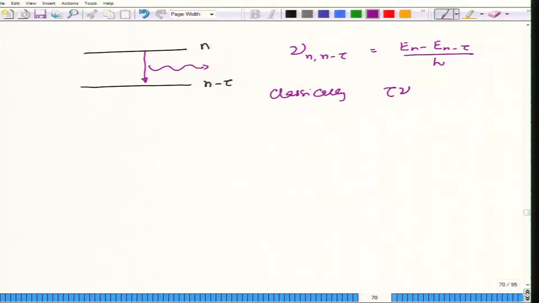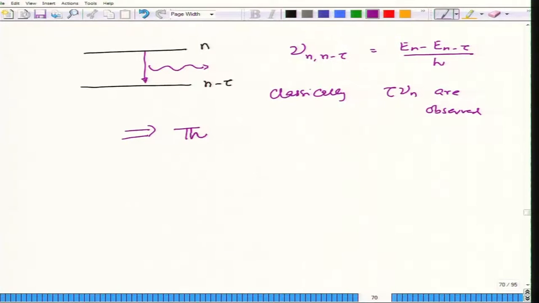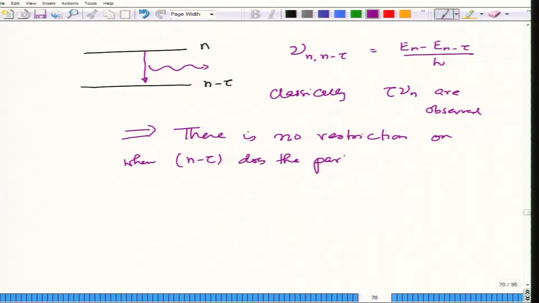all tau nu n are observed, because the particle makes a periodic motion of basic frequency nu n, but then all these harmonics also exist. So, this means there is no restriction on where, that is n minus tau, the particle jumps to.